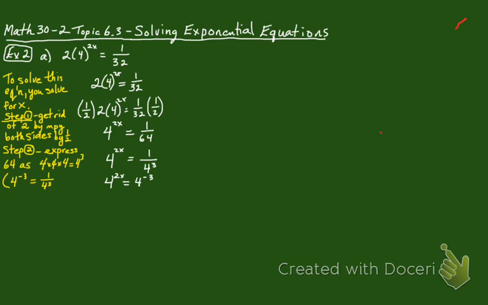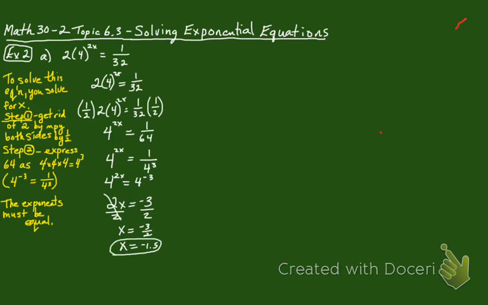Doing that substitution, we now have the exponent on one side equals the exponent on the other side, since the bases are the same. If 4 to the power of 2x is equal to 4 to the power of negative 3, 2x has to equal negative 3. The exponents must be equal. That's where we're going to get our equation from. Now we just simply have to divide both sides by 2, and you're going to get x equals negative 3 over 2, or negative 1.5.